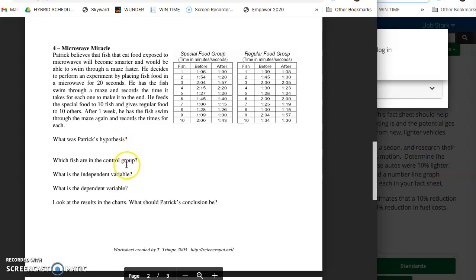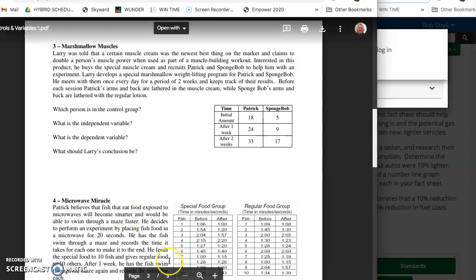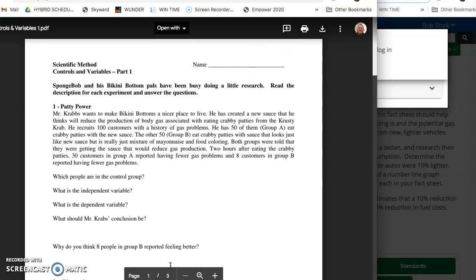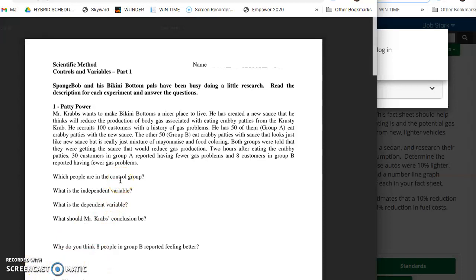We've got a hypothesis, a control group, and the variables. Okay, and then they have some data for you to look at there. And anyways, you are going to be working on those 3 scenarios. Actually, all 4 of them. But we gave you the answers to the first one.